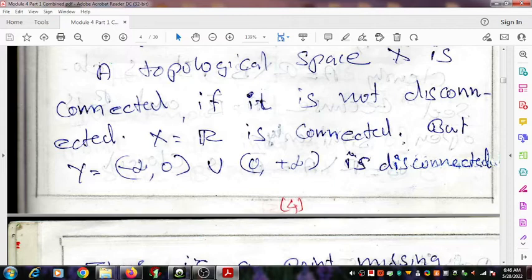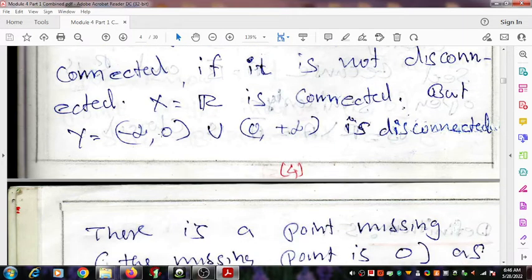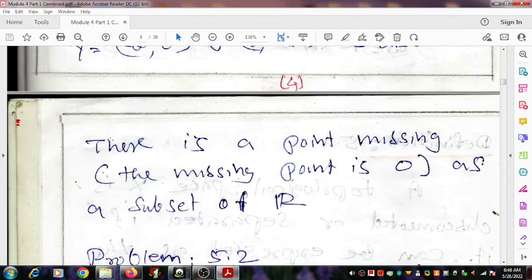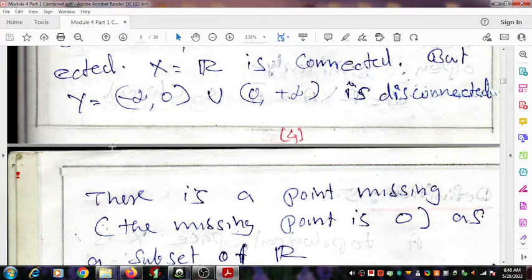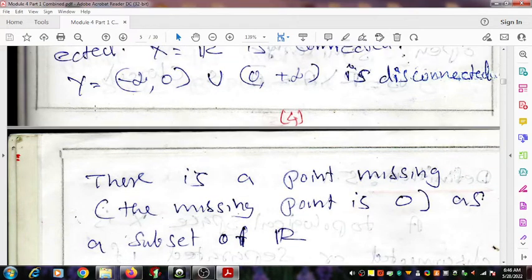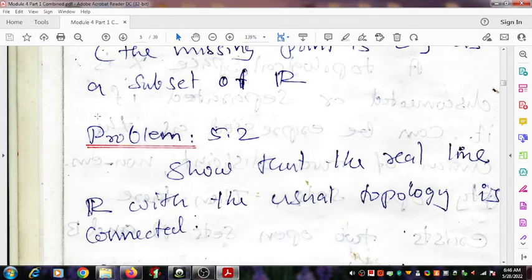So the space X equal to R is connected, but the subspace Y, the union of two open intervals, minus infinity to 0 union 0 to plus infinity, is disconnected. It is because the point 0 is missing from the real line. Y is obtained by removing the point 0 from the real line, so the subspace Y is disconnected.